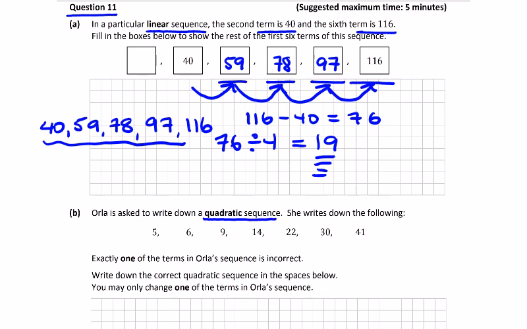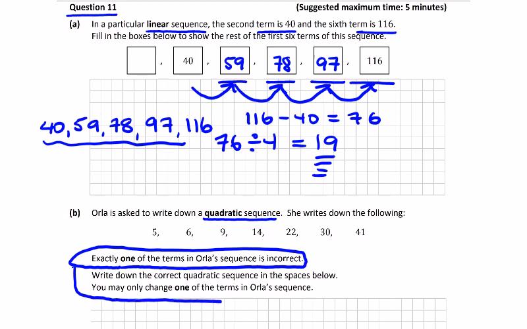And then Orla is asked to write down a quadratic sequence, and she writes down the following: 5, 6, 9, 14, 22, 30, and 41. Exactly one of the terms is incorrect. So you may have seen a previous video of mine where I wrote down a quadratic that wasn't a quadratic for you to try and spot. Well done if you did.